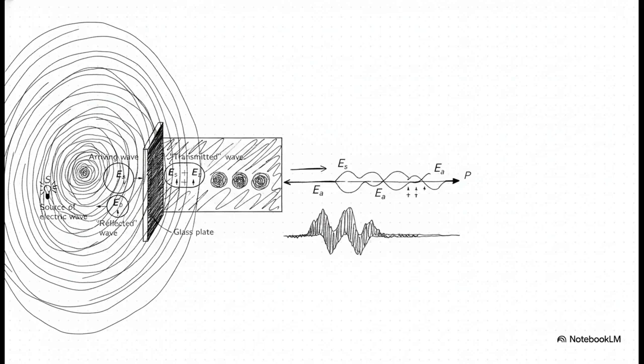A source generates an arriving electric wave. It hits the glass plate. Boom. The electrons inside that plate start wiggling and they radiate a brand new wave. The transmitted wave that comes out the other side is simply the original wave plus the new wave. Both of these waves are traveling at the absolute speed of light, but somehow when they add together, they totally fool our eyes into seeing one slower wave. So how does that work?